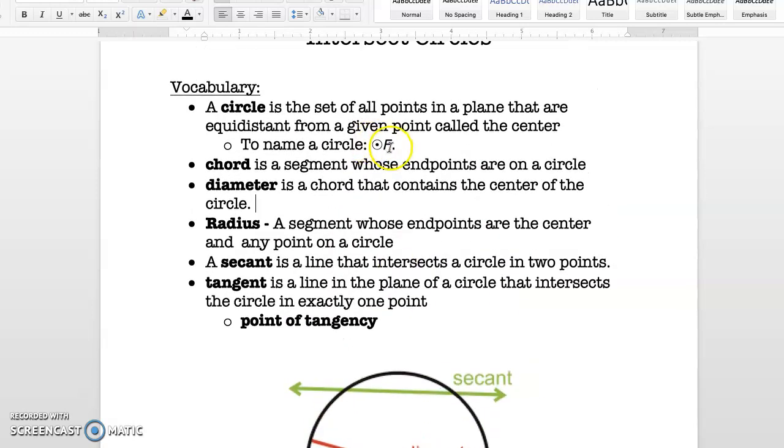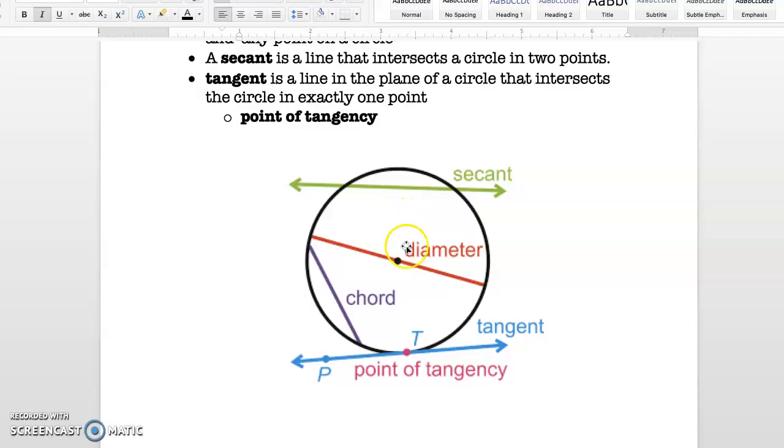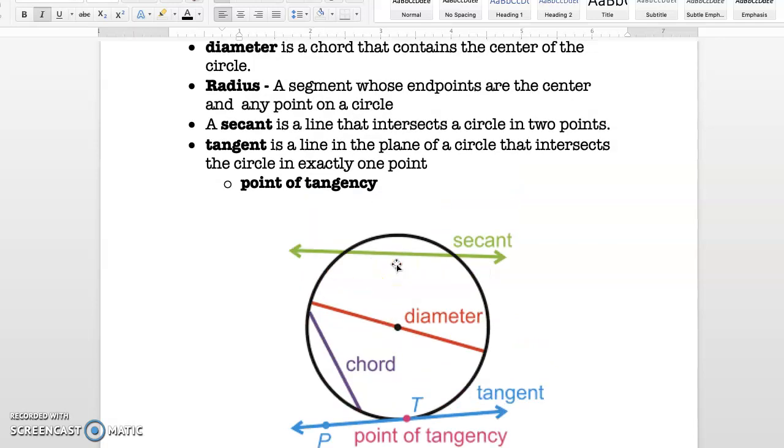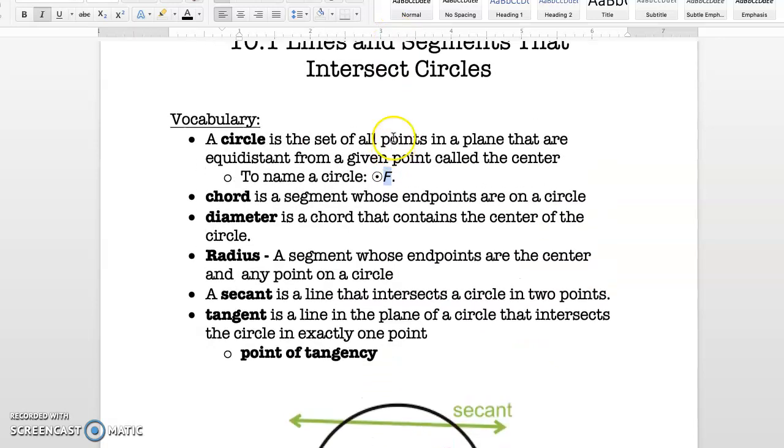I also put how to name a circle properly, and you draw a circle with a darkened dot in the middle, whatever that center point would be. So if I had an F next to this center point, you just put that label next to the circle with the dot in the middle that you drew.